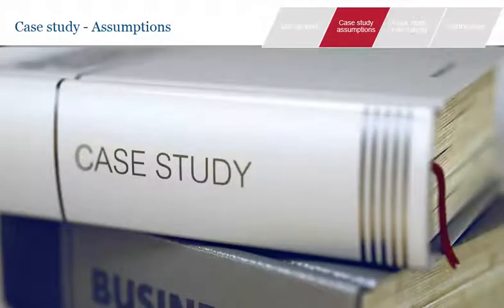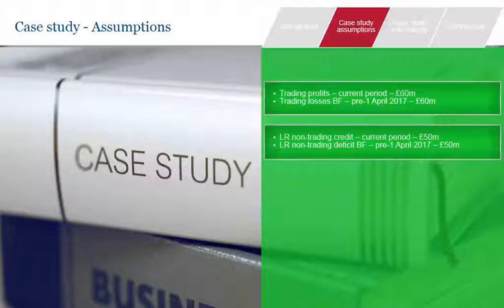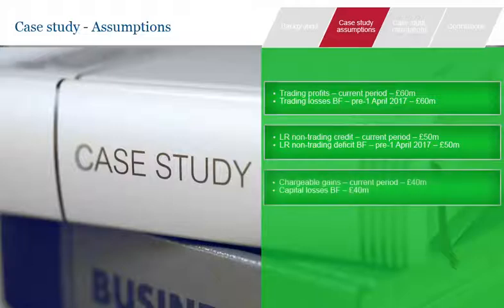This slide presents our case study assumptions. We have assumed that a standalone company has a current period trading profit of £60 million and brought forward trading losses of £60 million. It has a current period loan relationship non-trading credit of £50 million and a brought forward loan relationship non-trading deficit of £50 million. Finally, it has current period chargeable gains of £40 million and brought forward capital losses of £40 million.